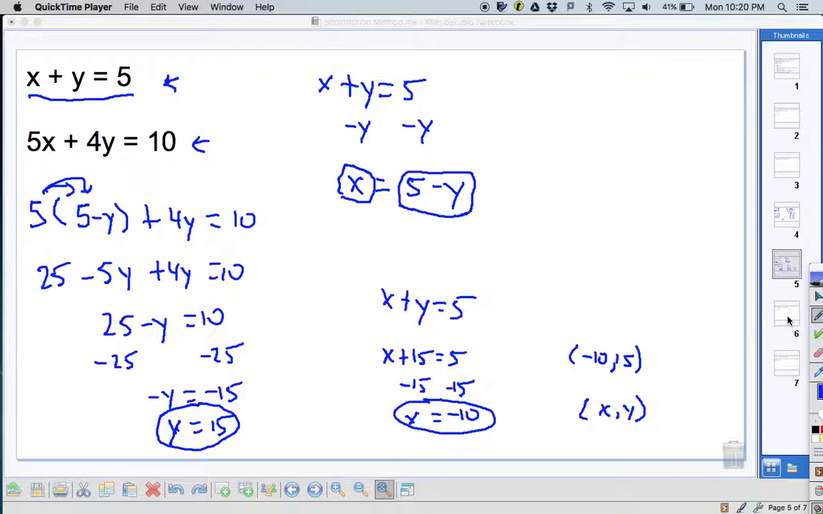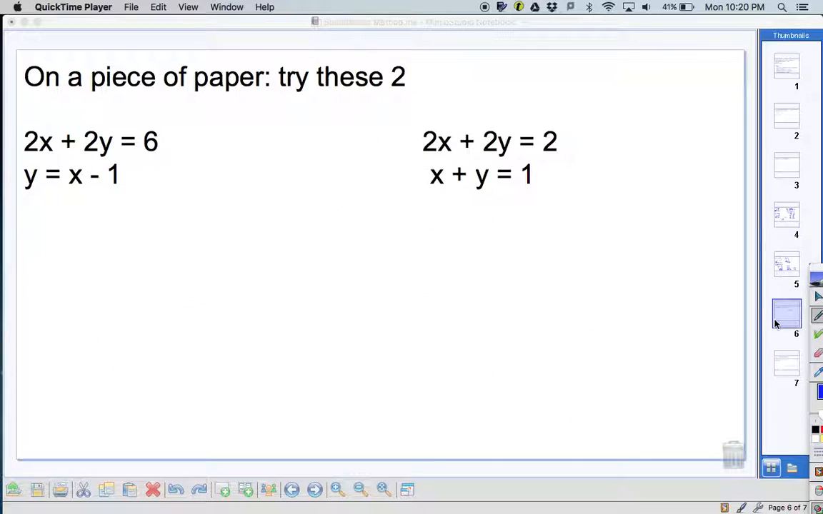All right, if we look at the next section, I want you to try these on your own. If you've already done them in class, great. If not, go ahead and pause the video and practice right now before I solve them. Okay, I'm going to assume that you've already solved them, so now I'm going to show you how they're solved.